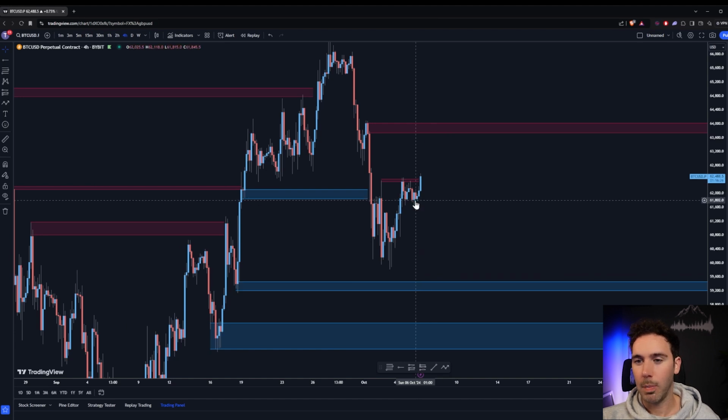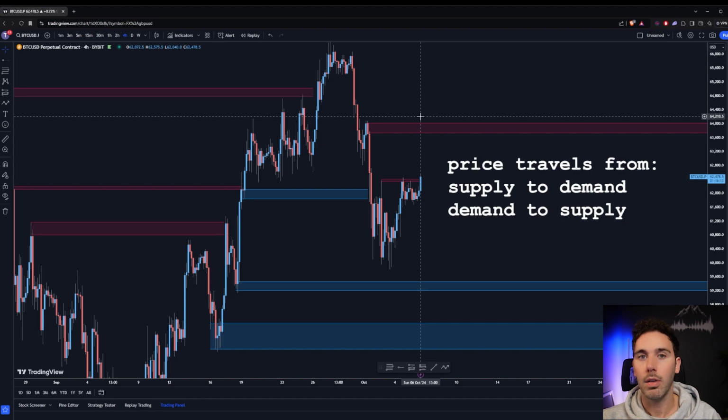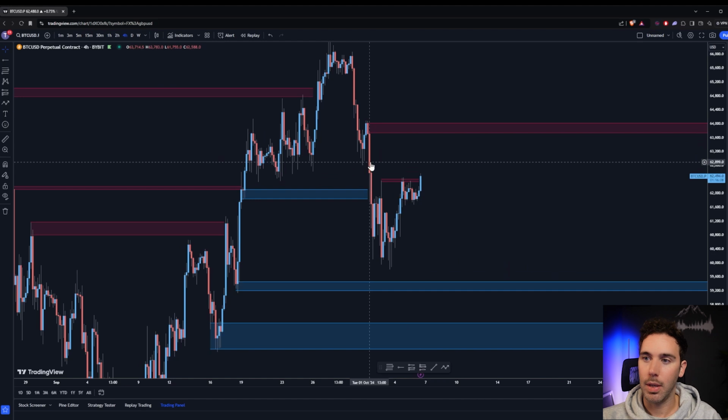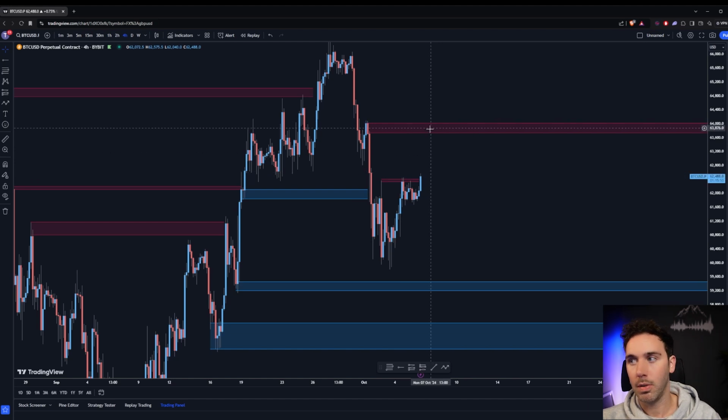So that, again, suggests to me, similar to this level here, where the sell-off wasn't as strong as the previous one and buyers pushed us higher, we can expect price to push up. Now, price travels from supply to demand and from demand to supply. So we now have a big gap between this supply zone and this supply zone. If this is now to close nicely above this level and create a higher high above this little high here as well, it's safe to assume that price is going to travel up to this level at around $64,000.